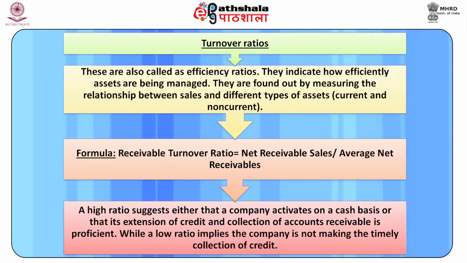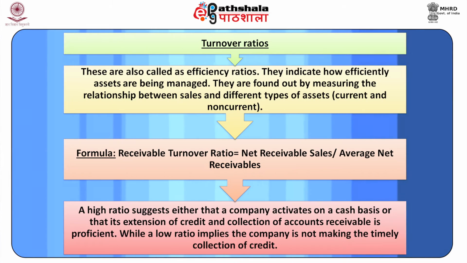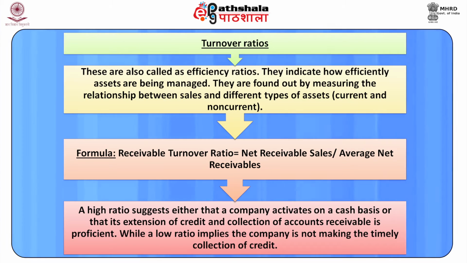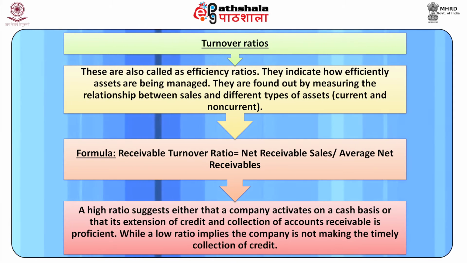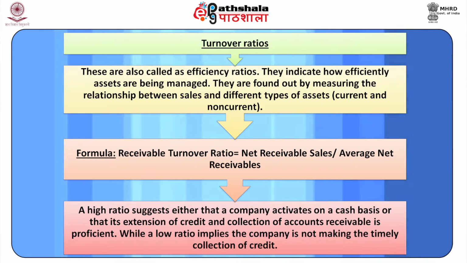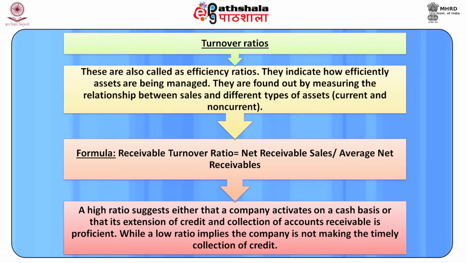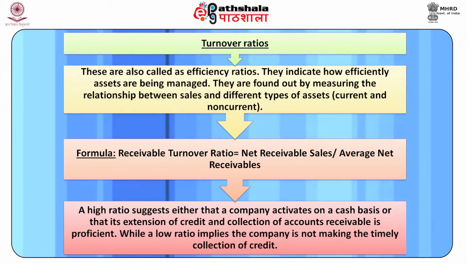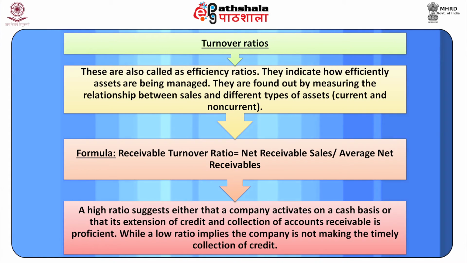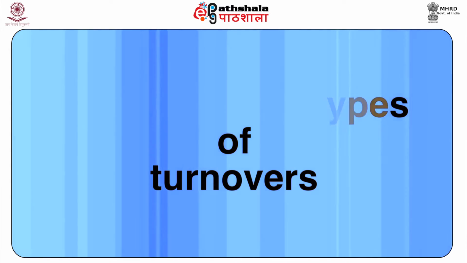The formula is: receivable turnover ratio is equal to net receivable sales divided by average net receivables. A high ratio suggests either that a company operates on a cash basis or that its extension of credit and collection of accounts receivable is proficient, while a low ratio implies that the company is not making timely collection of credit. There are 4 types of turnovers.